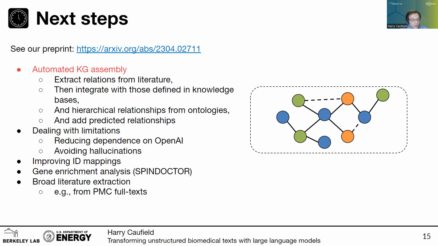We also want to try to improve some of the mappings that we get between identifiers. And we've added some additional functionality in a method that we call SPINDOCTOR for gene enrichment analysis. So the overall goal here is to do some broad literature extraction. In some cases, this can be from full text, like from PubMed Central full text.